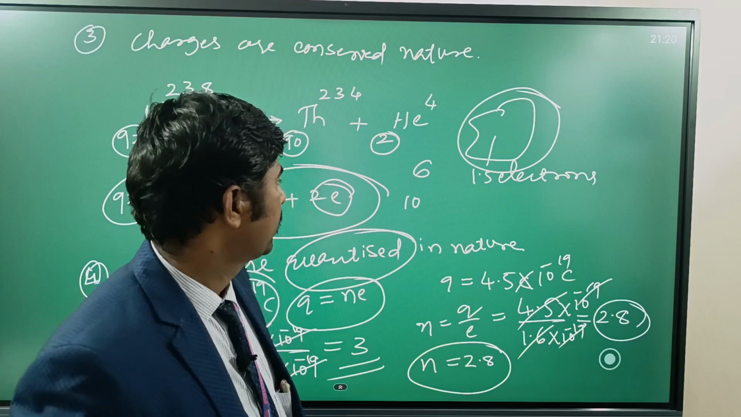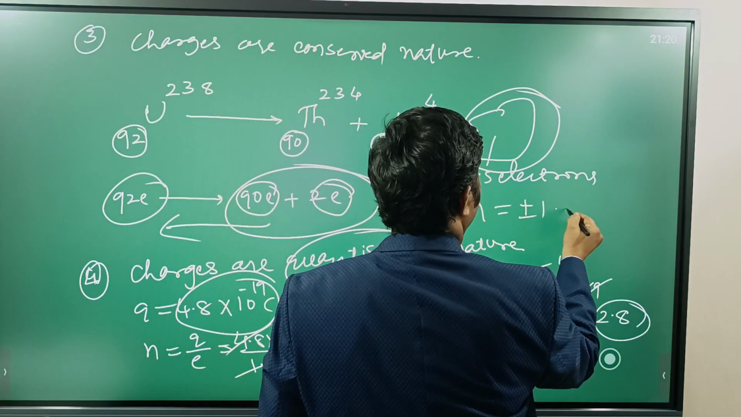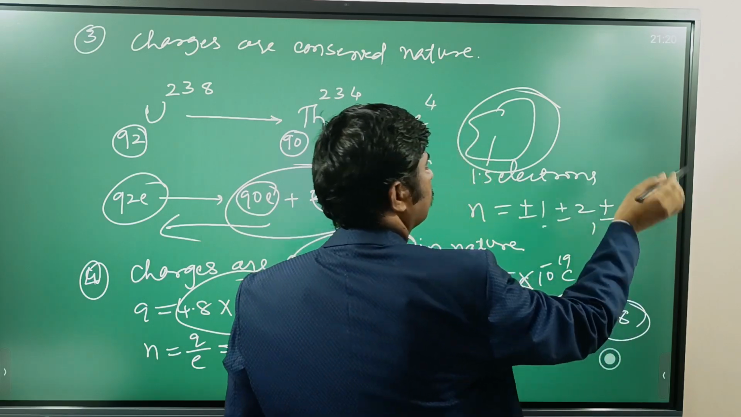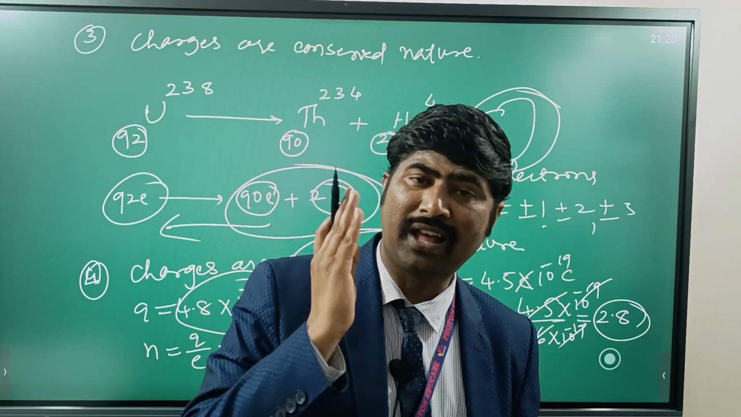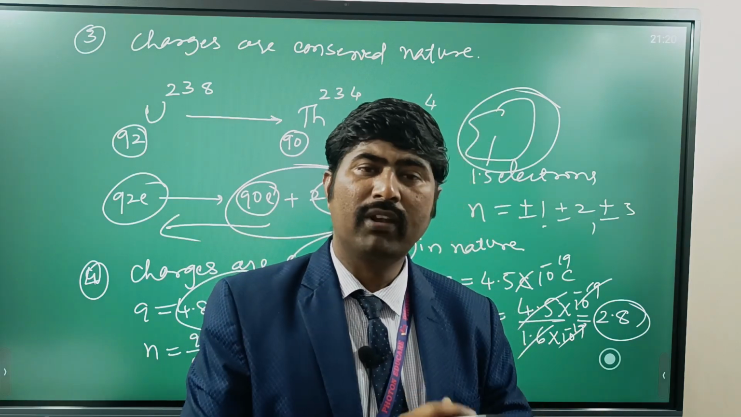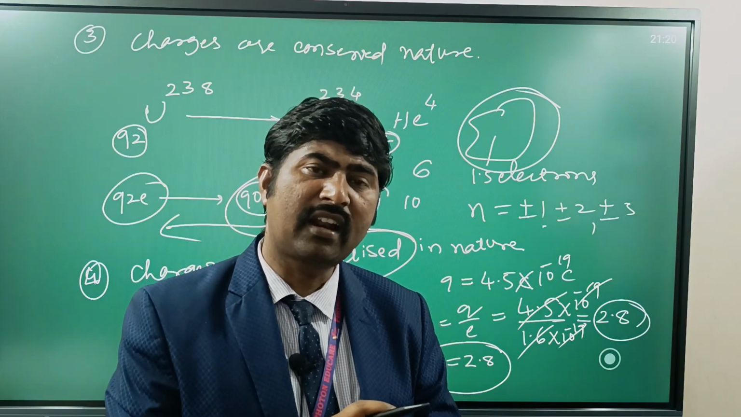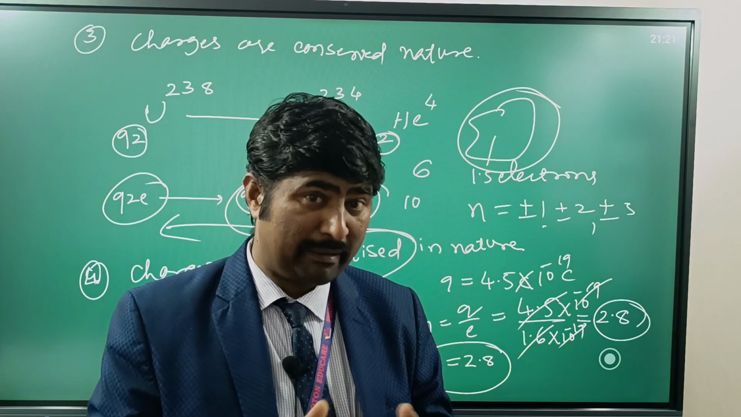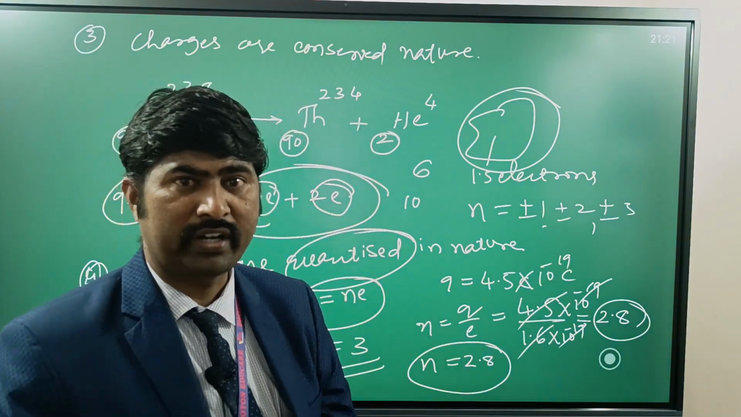Complete integer. N value will be taking plus or minus 1, plus or minus 2, plus or minus 3, and so on. Either it is positive charge or it is negative charge, but it should have a complete integral value. Are you clear? So what we have learned? Charges are additive in nature, charges are conserved in nature, charges are quantized in nature. Like charges repel each other, unlike charges attract each other. And charges are scalar quantity.